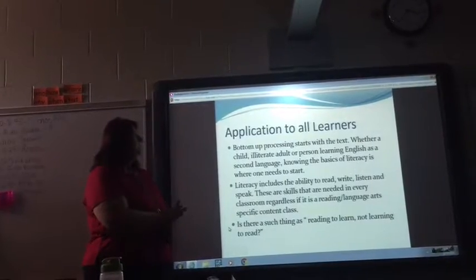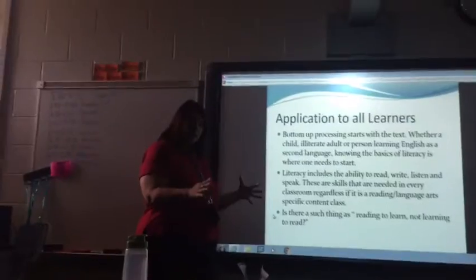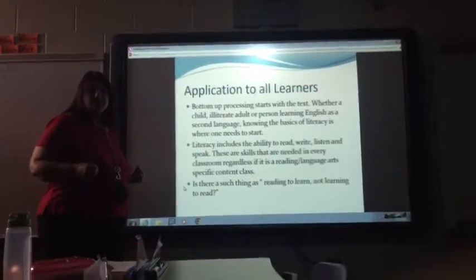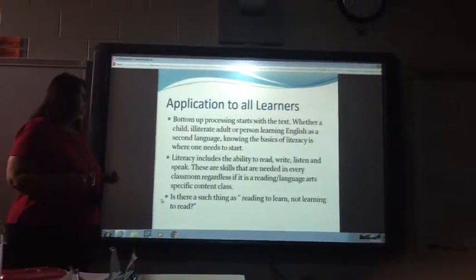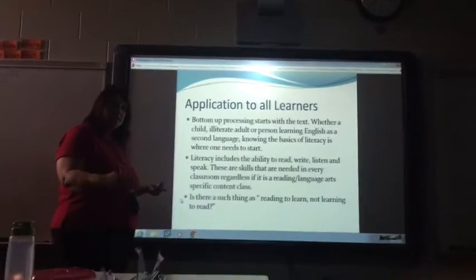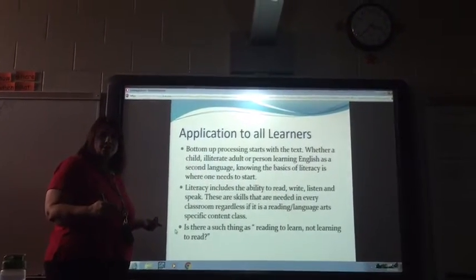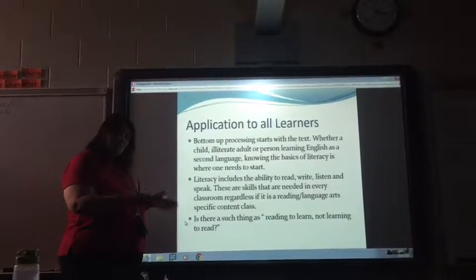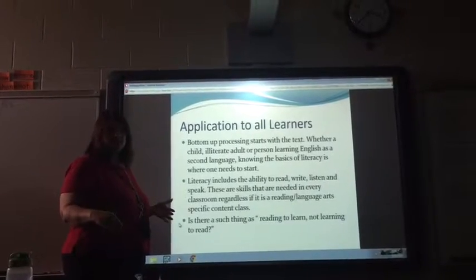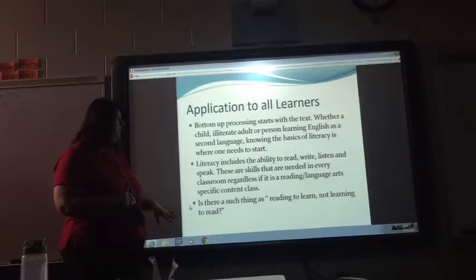Application to all learners. Bottom-up processing starts with text, whether that's a child, an illiterate adult, somebody that's learning English as a second language or it's a new language to them. I think that this is a good place to start. You've got to have some building blocks. I think that's why in kindergarten, this is what teachers use, and they start there. And then if you have a student who's past kindergarten but they're still on that level, same thing. You've got to have a place to start.